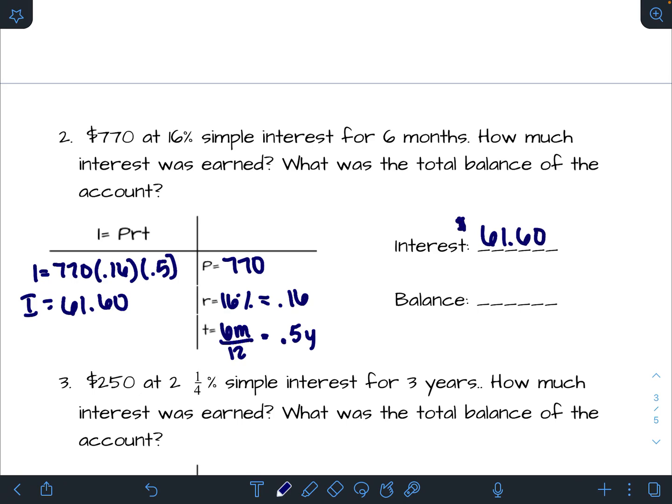Now, to find my account balance, I'm going to have to add that $770 that I started out with. And so I end up with $831.60 in my account.